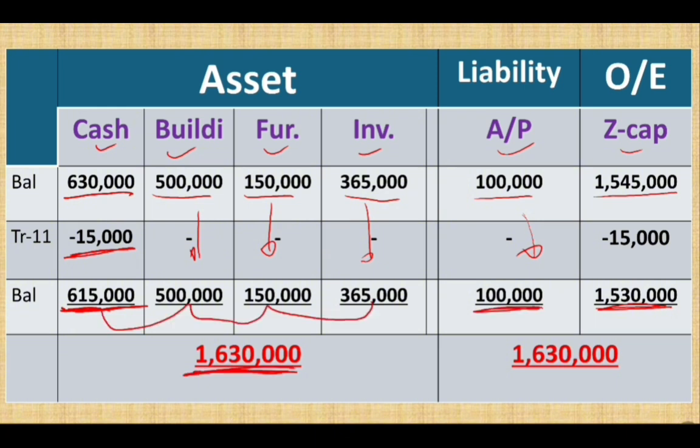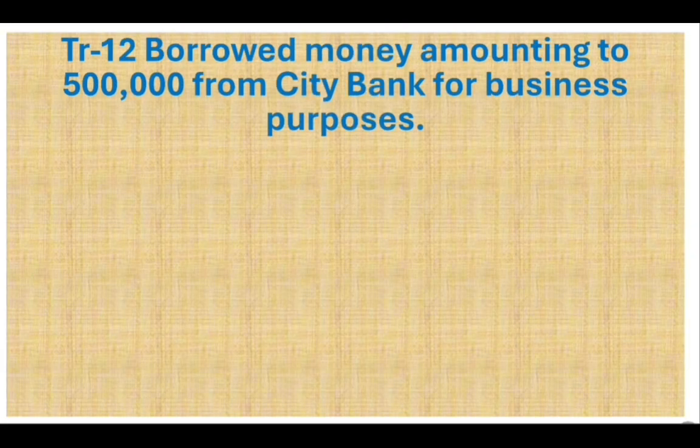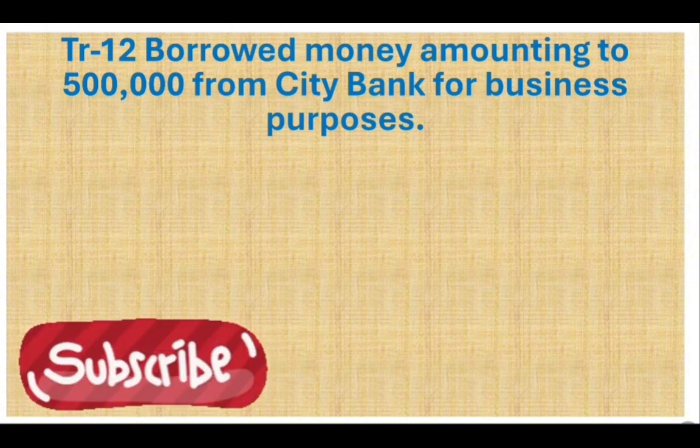So the total asset is cash plus building plus furniture plus inventory. That is 1,630,000. The total liability plus owner equity is 100,000 plus 1,530,000, which gives us 1,630,000. So our basic equation, assets equal to liability plus owner equity, is maintained. This is the last transaction, I think.